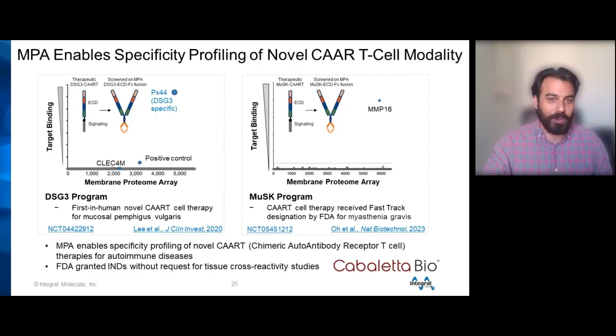Another Philadelphia neighbor of ours, Cavaletta Bio, has also been incorporating us into their development processes. With them, we have screened several novel modalities, and they have used our data in successful IND submissions, which we are especially proud of. Importantly, they were granted their IND without tissue cross-reactivity studies, tissue cross-reactivity being the previously established and inherently flawed method of specificity profiling, which Diana will definitely touch more on later in this talk.